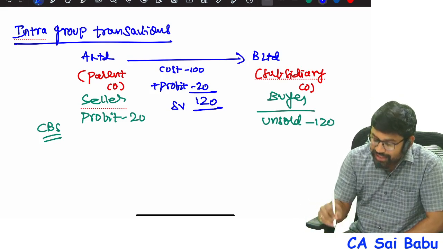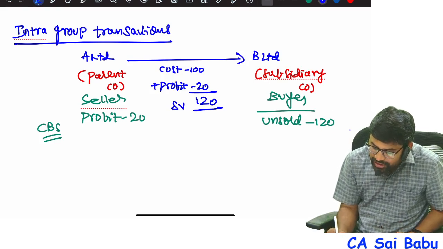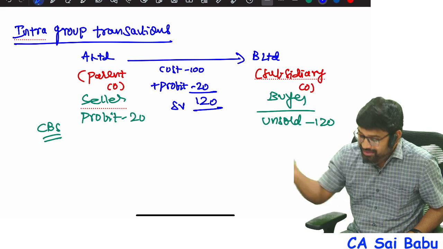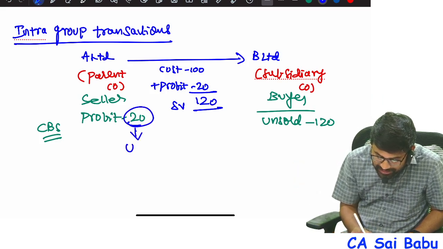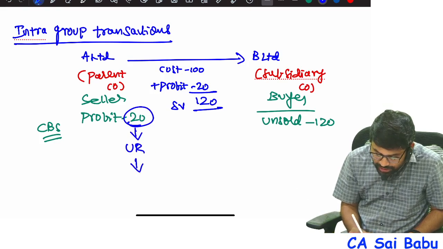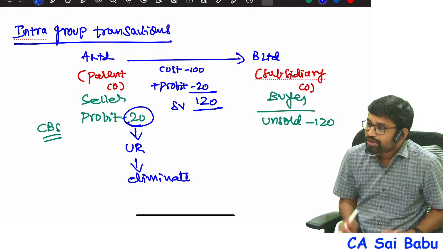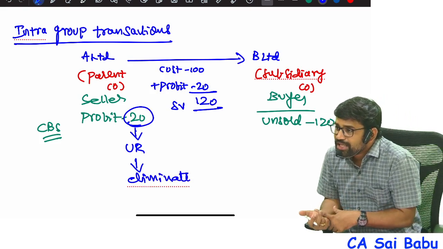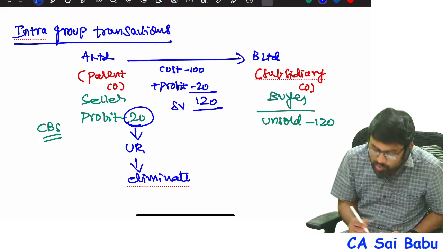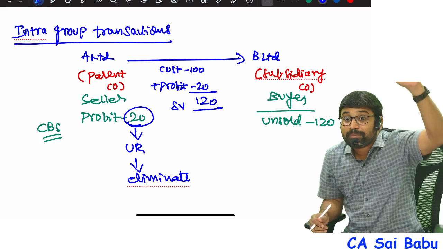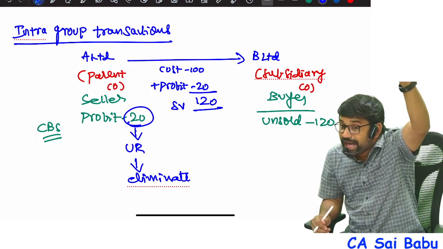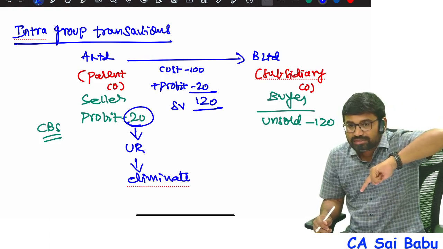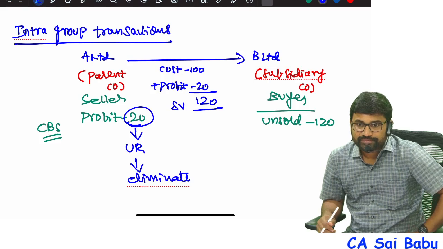Now, AS 21 says, since the stock is not sold to outsiders, the profit on this stock is unrealized. Therefore, you need to eliminate it. From the profits of which company? Parent, because the profit is there in the parent's books. So, in step number 8, from the parent company reserves, you deduct unrealized profit.